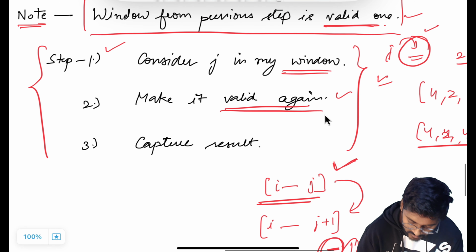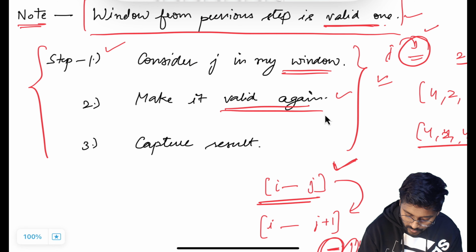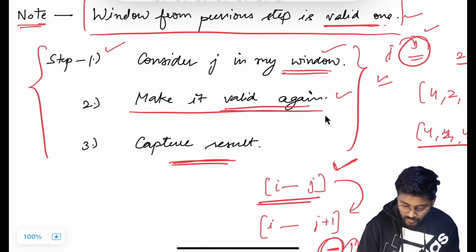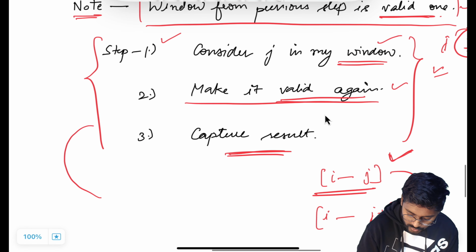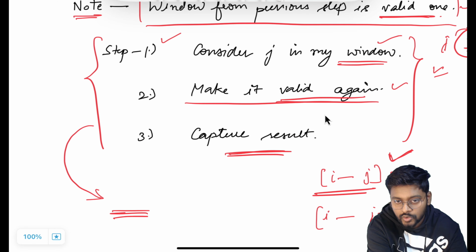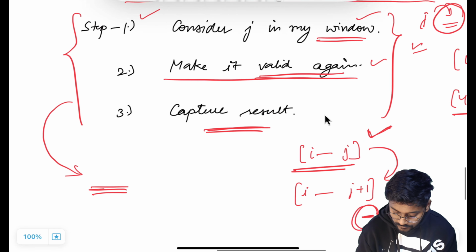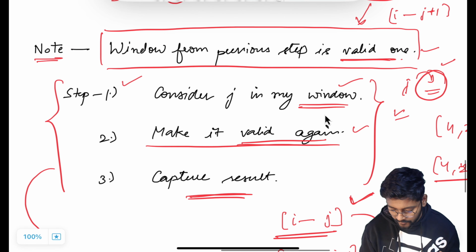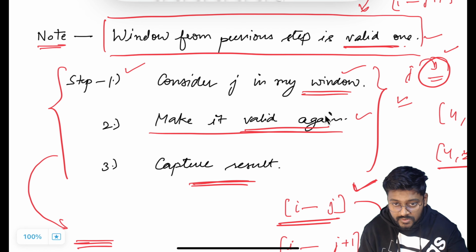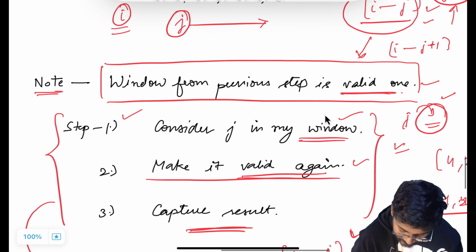This is step 1 everyone should do in their sliding window problem. Consider j in the next window, then make it valid again. And once you have made it valid, capture the result. So when you go to the next iteration, you are giving a valid window to the next code. So these are the 3 steps you have to keep in mind. If you are not able to understand it, just try to watch this part again.